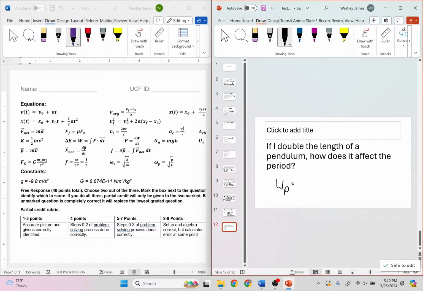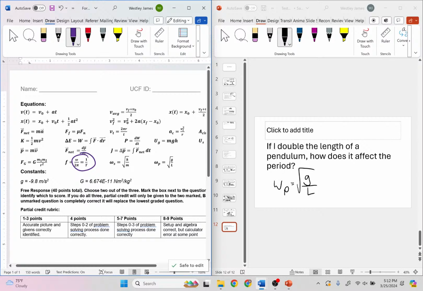So, omega_P, that is the angular frequency, is the square root of g over L. So we've got length, and g is gravity, 9.8. We're going to assume we're on Earth. And you say, but there's no period. Okay, can I go from angular frequency to period? And we look at our equation sheet. Oh, look.